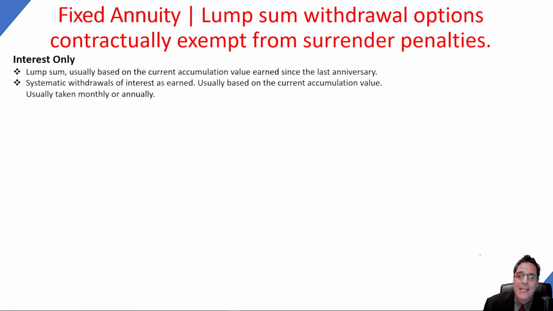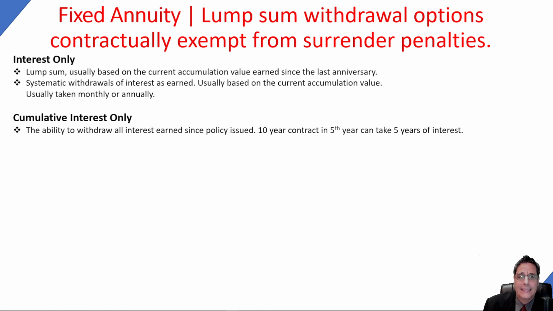There are also systematic withdrawals, which means you can take monthly, quarterly, or annually based on the contract. And that's usually also based on the current accumulation value. So whenever you trigger it, even if it's 6 months into the third year, it'll be based on the value at the time you trigger it. Again, those are usually taken monthly or annually.